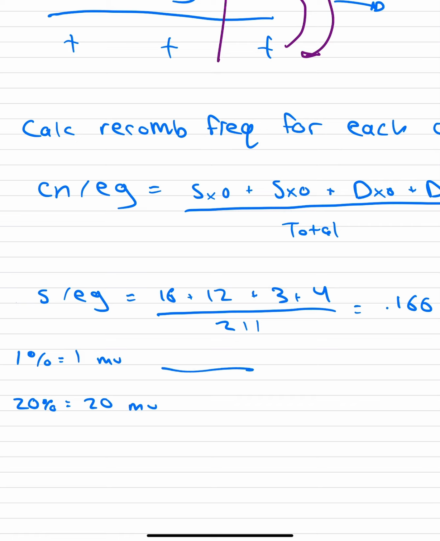So if we had A and B, that would mean that if we have a 1% recombination frequency, this is 1 map unit apart from one another. If we had 20% recombination frequency, that would mean that these right here are 20 map units apart from one another.